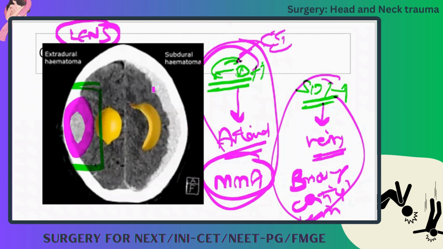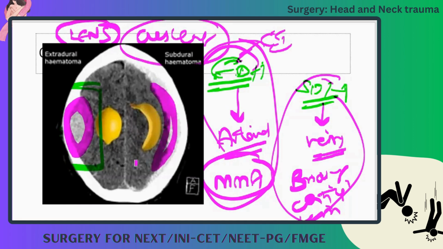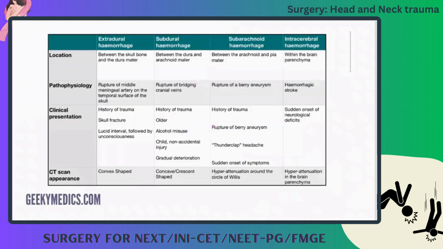And here it is crescent shaped. Very good. They may just give you these images too. So a lens-shaped hemorrhage is extradural hemorrhage, and subdural is crescent shaped. Lens EDH is from an arterial source, the middle meningeal artery, whereas SDH is from venous source, the bridging cortical veins.